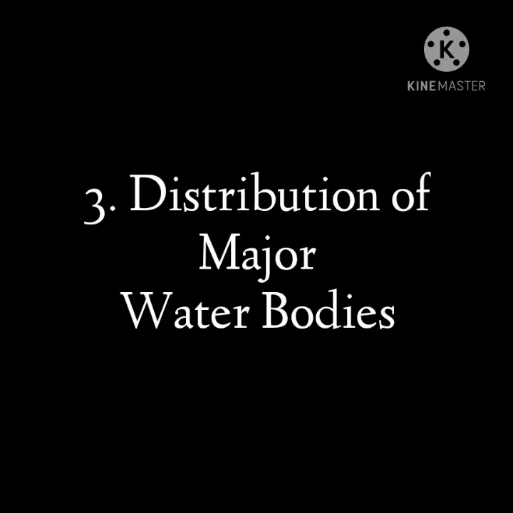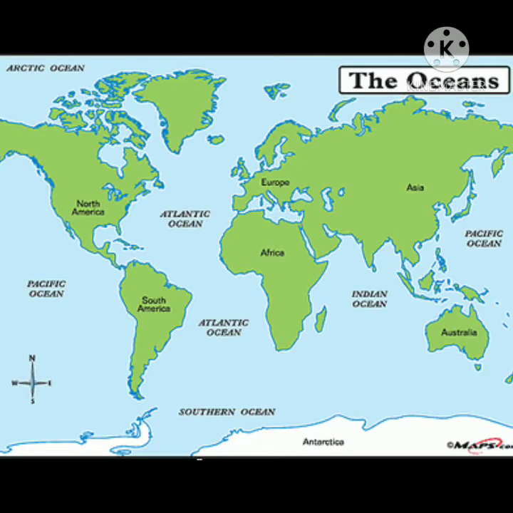Next topic is distribution of major water bodies. We all know how important water is to us. Three-fourths of the earth's surface is covered with water. This water is distributed throughout the planet in various forms and shapes called the various water bodies. These water bodies differ in size, right from huge ones like oceans and seas to small ones like ponds.